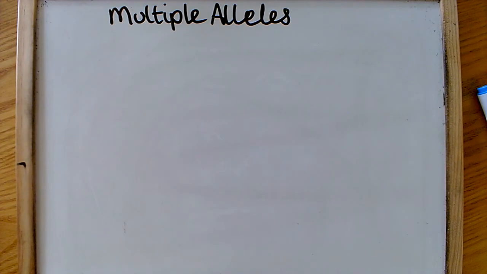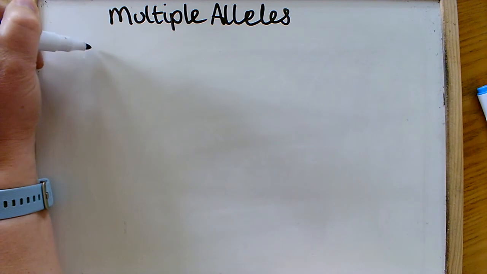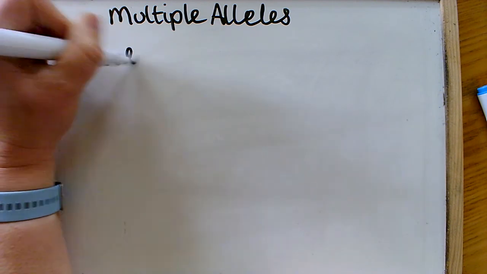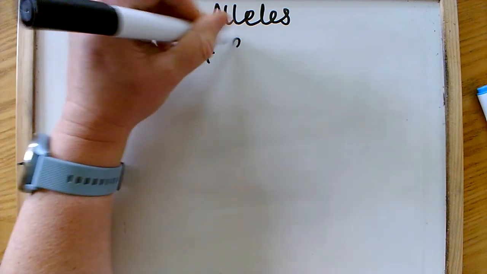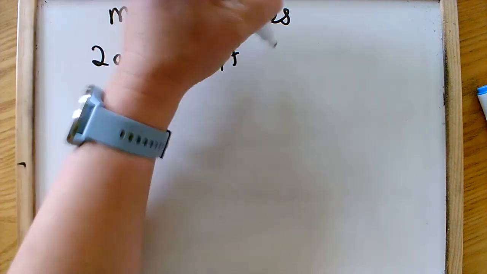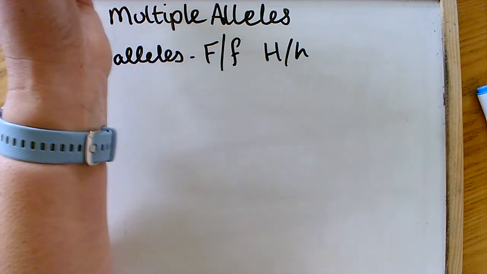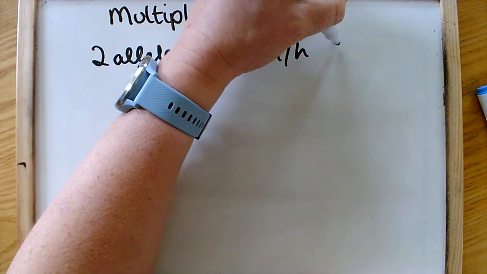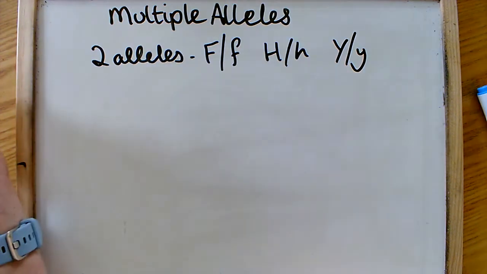Okay, so what we're going to look at here is multiple alleles. Up to now, we've looked at all sorts of different genetic crosses, but they've always just been two different alleles. Yeah? So, you'd have your big F or your little f for cystic fibrosis. You'd have your big H or your little h for haemophilia or Huntington's disease. You'd have your pea plants that were either yellow or green. All of those, just two alleles every time.